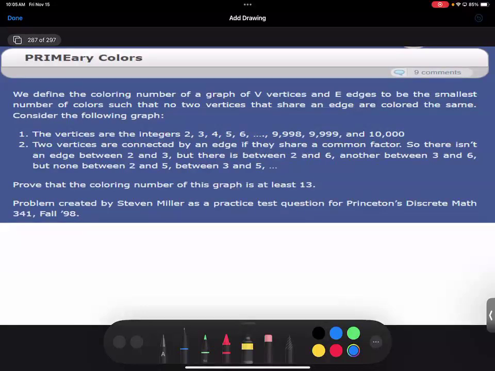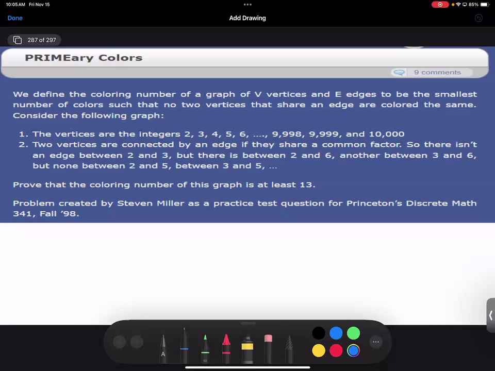So consider the following graph. The vertices are the integers 2, 3, 4, all the way up to 10,000. Two vertices are connected by an edge if and only if they share a common factor. So there's no edge between 2 and 3, but there is one between 2 and 6, between 3 and 6, none between 2 and 5, and so on. And I want you to prove that the coloring number is at least 13.